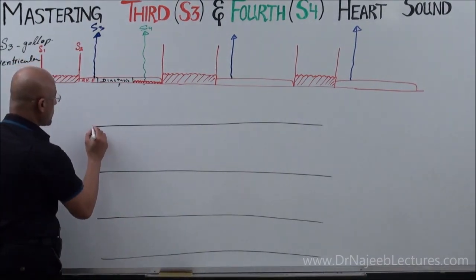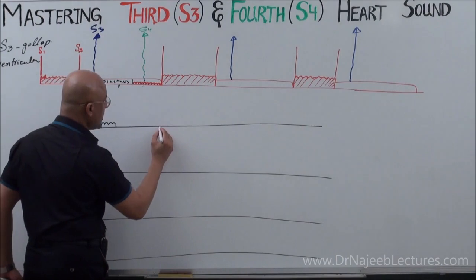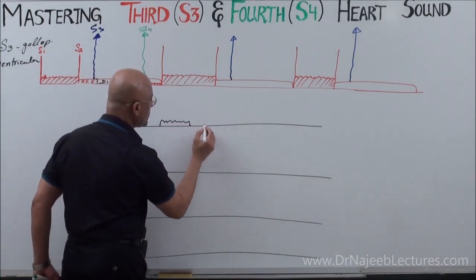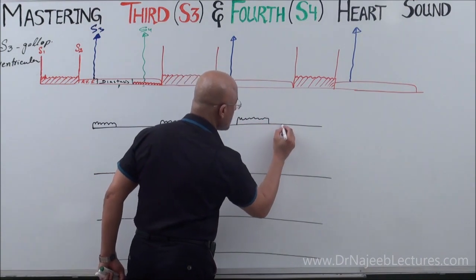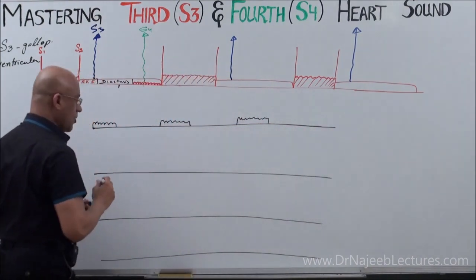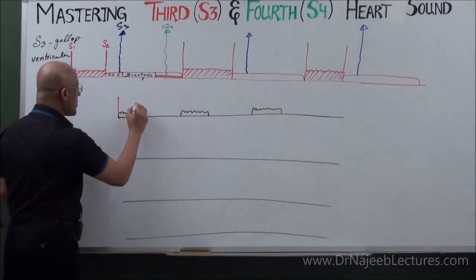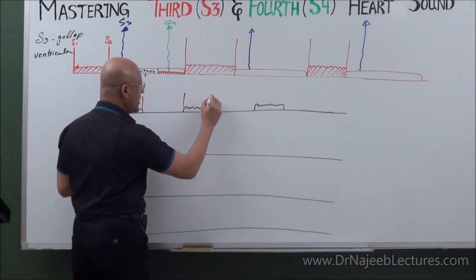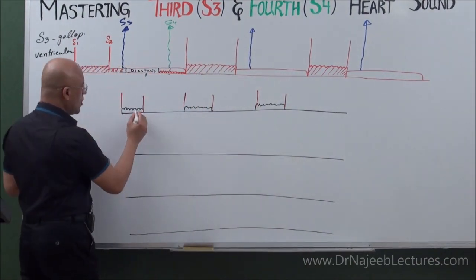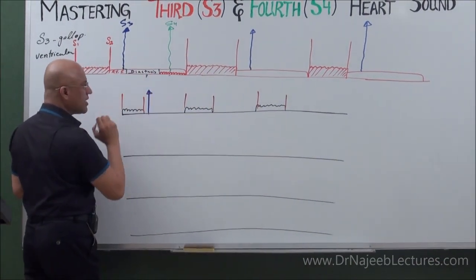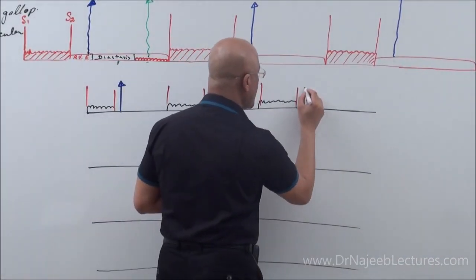Now this is ventricular systole. What is this? Systole, then diastole, then systole, then diastole, and then systole. Remember, right? Now, S1, S2, lub-dub, ta, lub-dub, ta, lub-dub, ta.